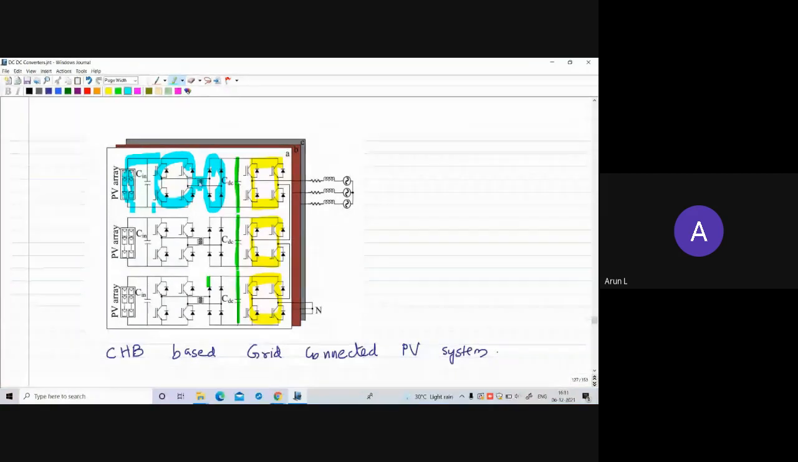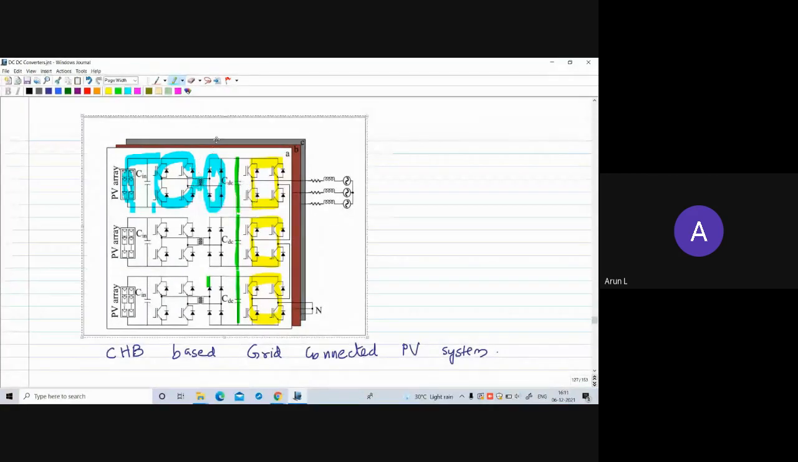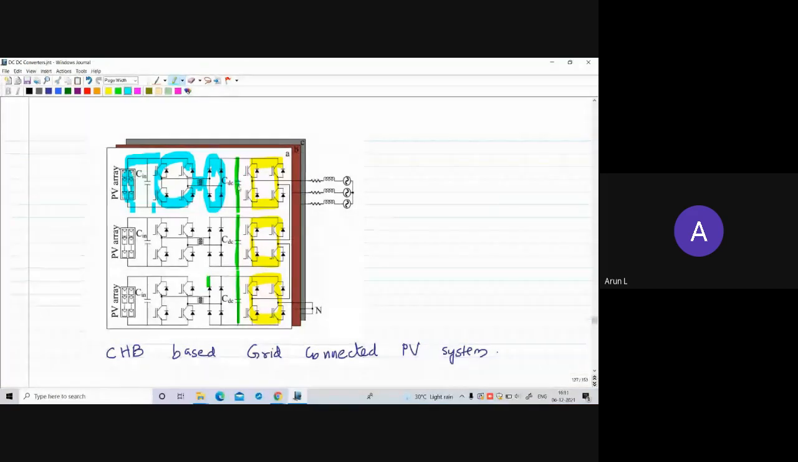High frequency AC is produced, and that is rectified. And that rectified DC output voltage is fed to the cascaded H-bridge. And that forms only one phase of the system. Similarly, there will be B and C phases, which are not shown here on the backside. So that forms a cascaded H-bridge based grid connected system. So a large number of switches are there.